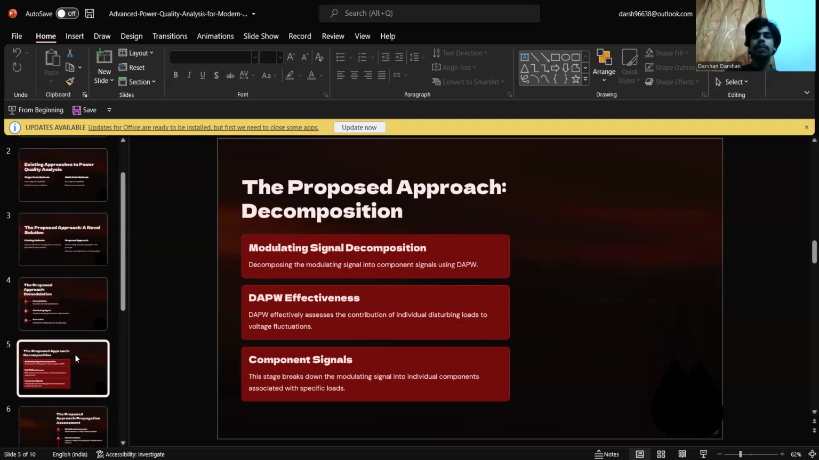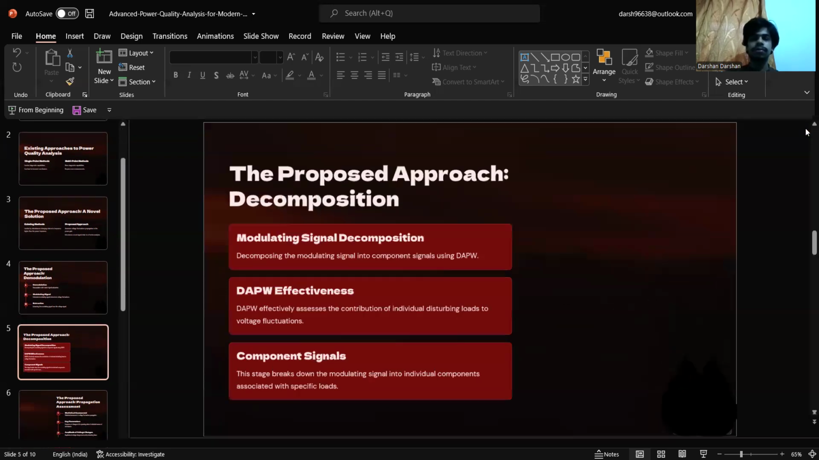The proposed approach, decomposition: modulating signal decomposition, decomposing the modulating signal into component signals using DAPW. DAPW effectiveness assesses the contribution of individual disturbing loads to voltage fluctuations. This stage breaks down the modulating signal into individual components associated with the specific loads.